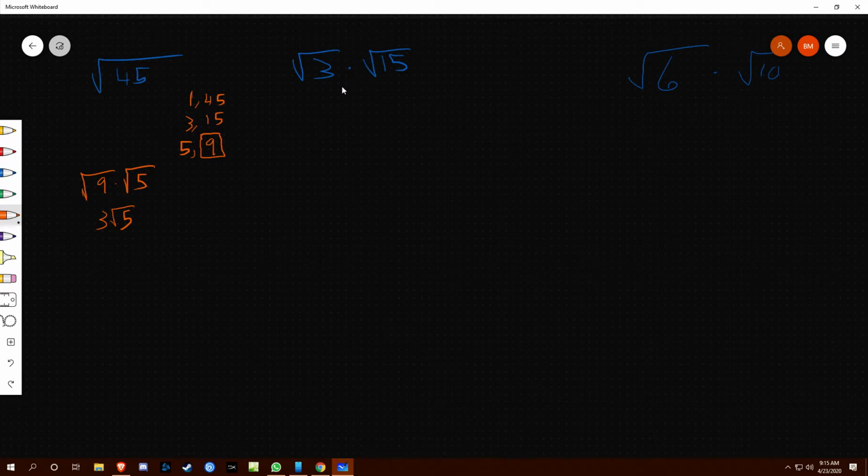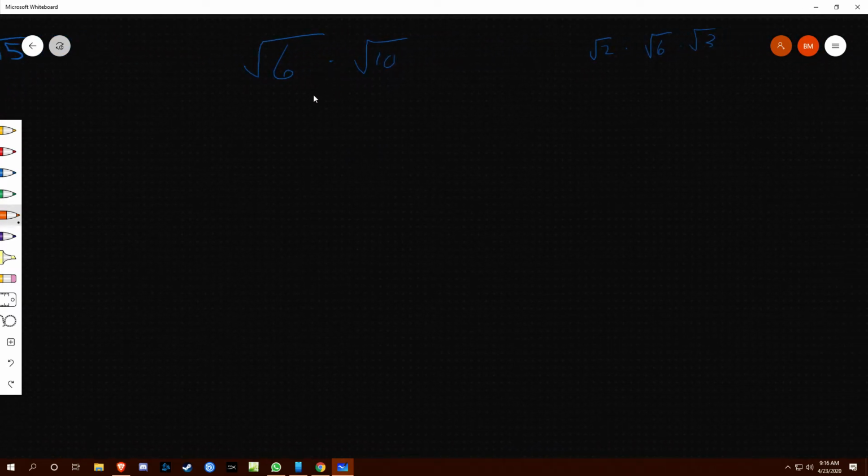What I'm going to do is get into one square root. I'm going to do 3 times 15, which is 45. And then I have the square root of 45. And then I would solve this problem. Well, we already solved this problem over there. But the strategy here, if I'm given two different ones, I just go ahead and multiply them together.